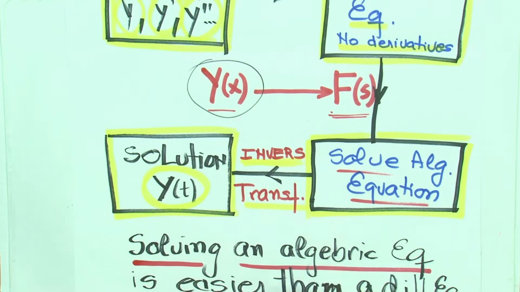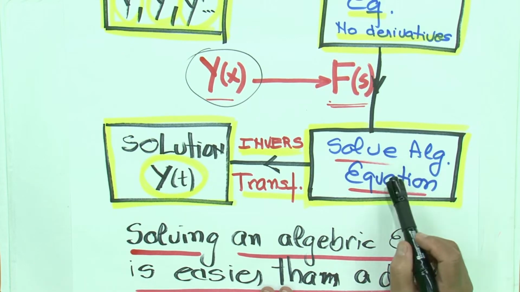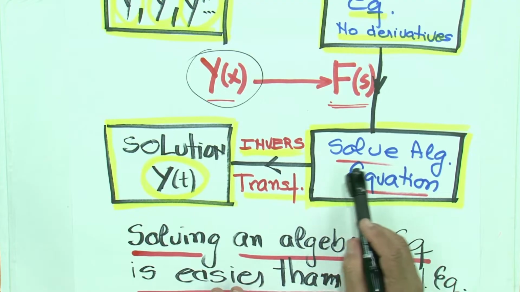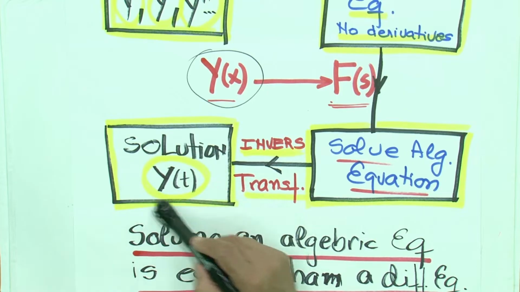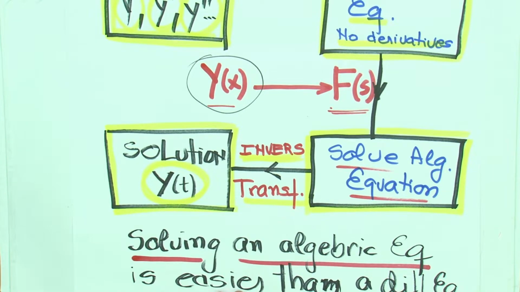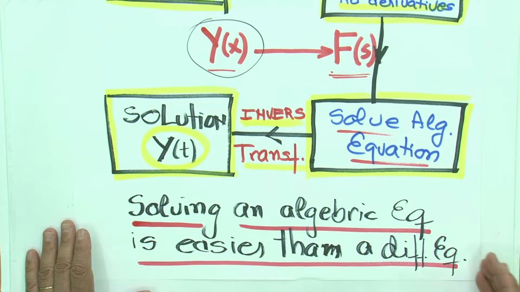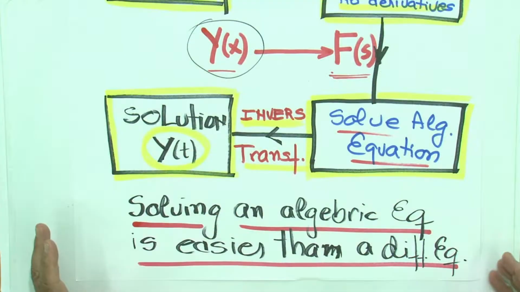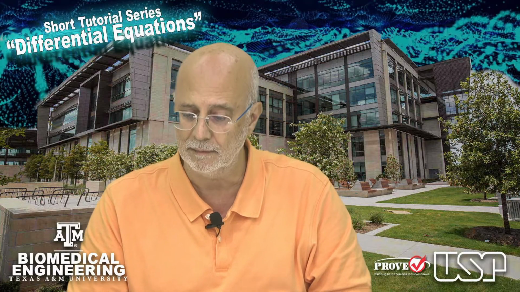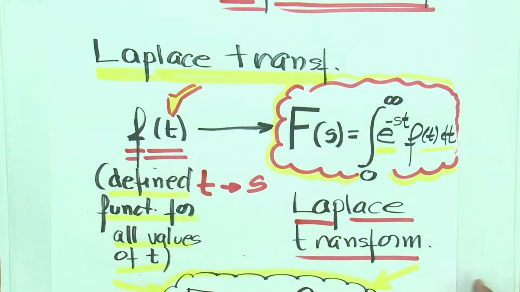But once we solve the algebraic equation, we return by doing the inverse transformation to get the solution. So this is a very powerful method called the Laplace transform method, and it relies on the fact that you transform a differential equation into an algebraic equation, and we all know it's easier to solve an algebraic equation. And then we defined what a Laplace transform of a function is.